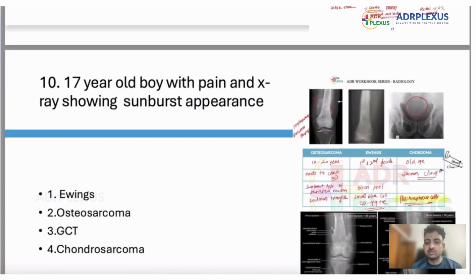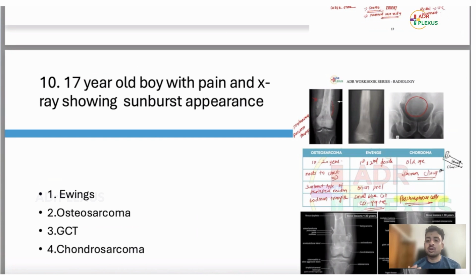And again, there was a question regarding the sunburst pattern. A 17-year-old male with a history of pain and something was there. And there was an X-ray description of a sunburst pattern. So when you hear the term sunburst or Codman triangle, you should understand that you are dealing with osteosarcoma. And if the examiner is telling you that you are dealing with a lesion with an onion peel type of periosteal reaction, then it will be Ewing.